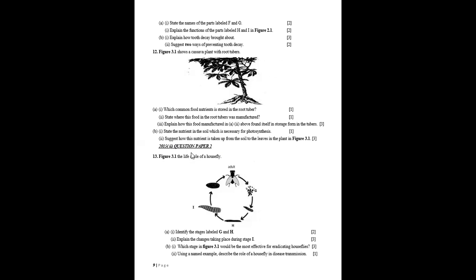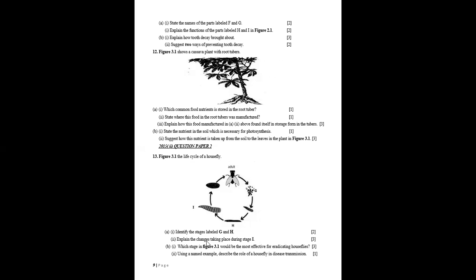We go on to 2015. Figure 3.1, the life cycle of a housefly. We have G, H, I. Identify the stages labeled G and H. G is the egg. H, the second insect stage, is the second larva stage.